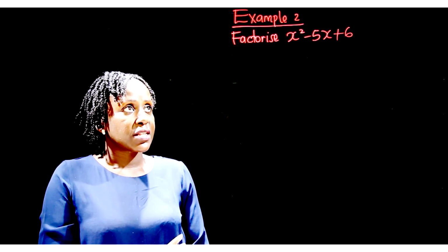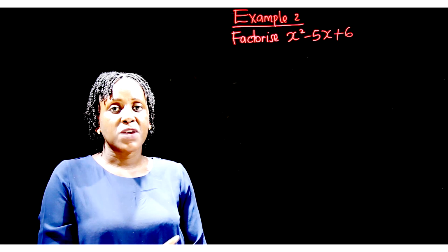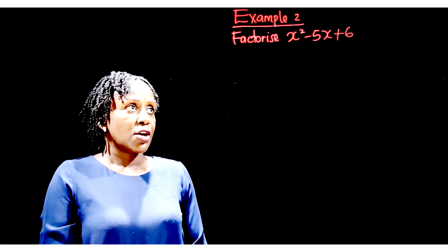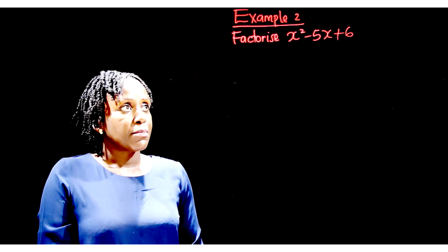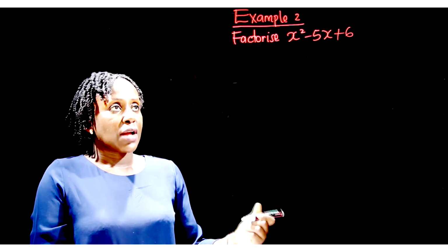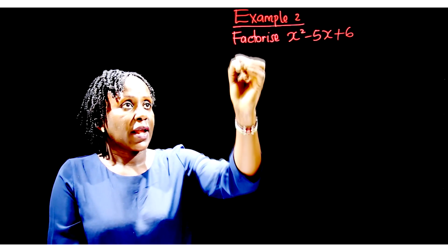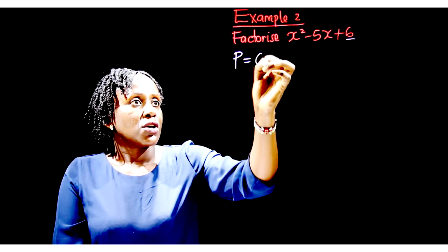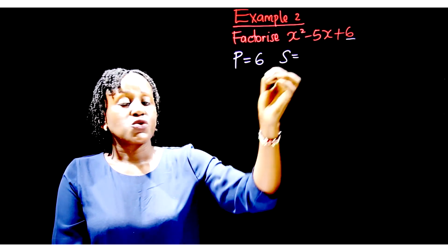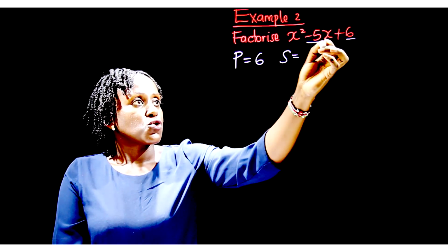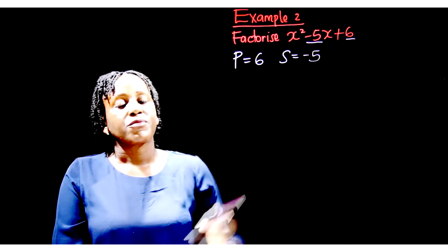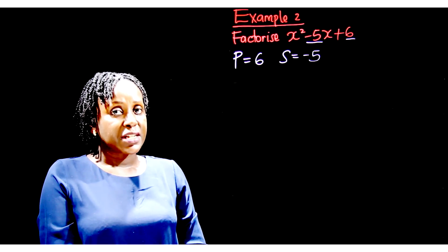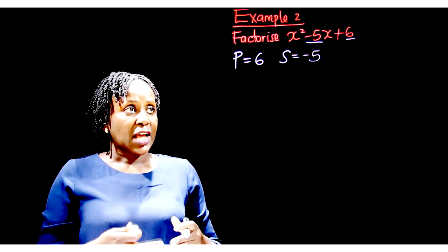Now we are going to look at this example where we are going to factorize x squared minus 5x plus 6. So the way to do it is the same. We are going to identify two numbers such that if we multiply them, the product will be equal to 6, and the sum of the two numbers will be equal to -5. Alright? So two numbers such that if you multiply, you get 6, and if you add them, you get -5.